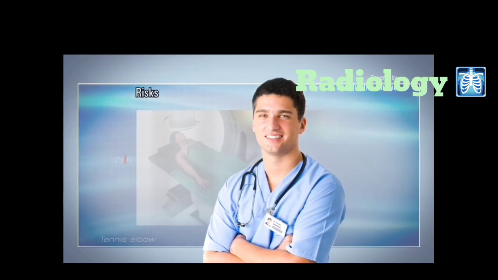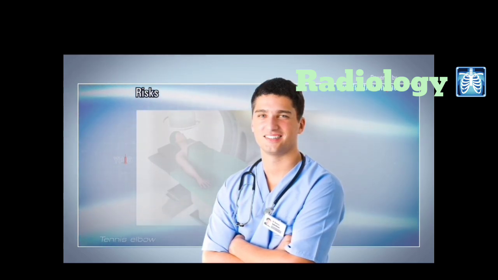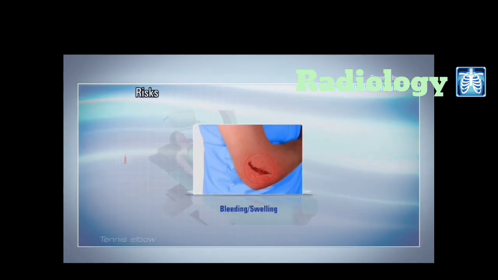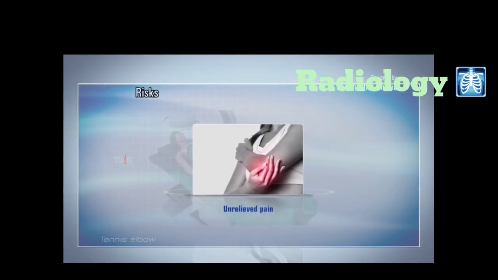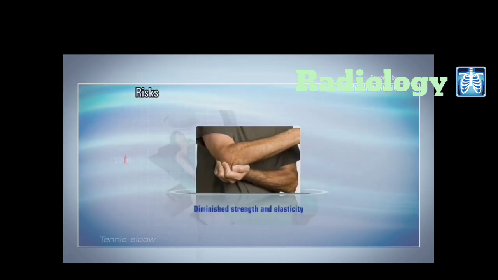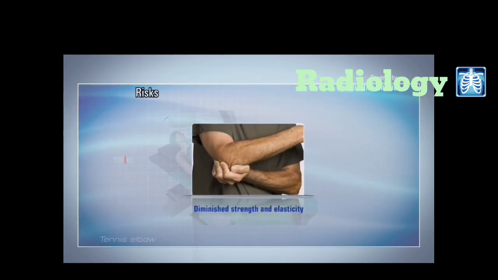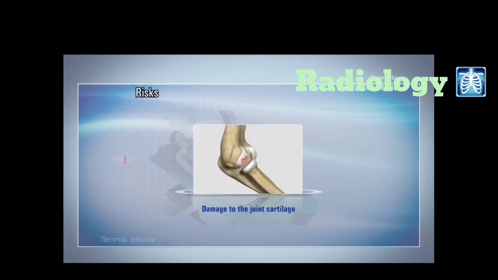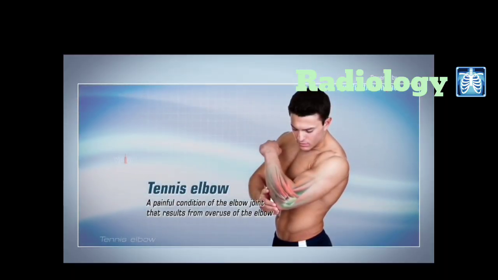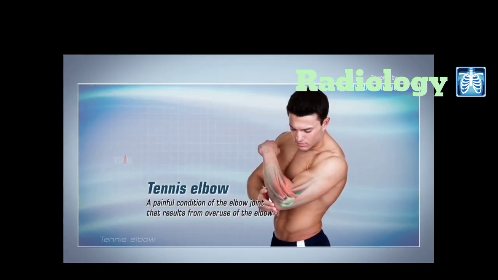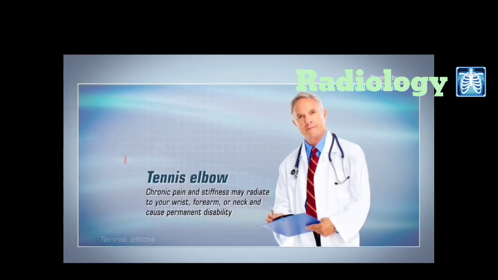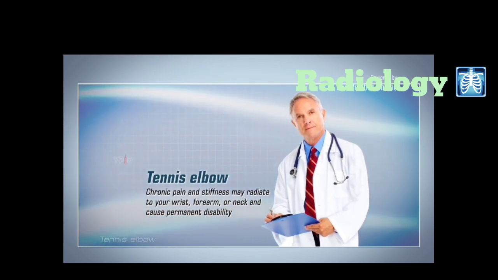Risks. As with any surgery, the possible risks associated are infection, bleeding or swelling, unrelieved pain, damage to nerves or blood vessels, diminished strength and elasticity, and damage to the joint cartilage. Tennis elbow is a painful condition of the elbow joint that results from overuse of the elbow. If untreated, chronic pain and stiffness may radiate to your wrist, forearm, or neck and cause permanent disability.